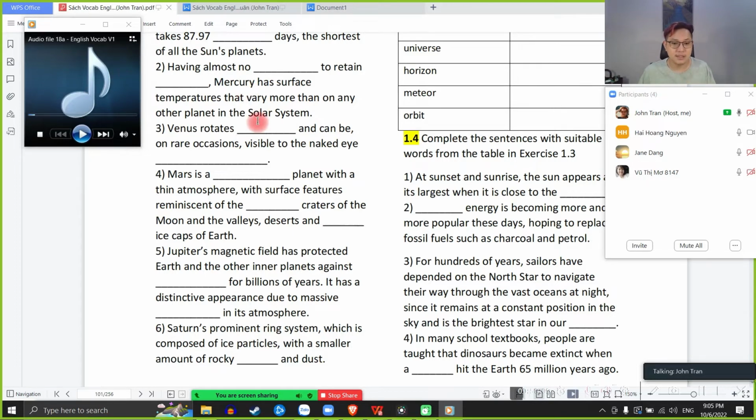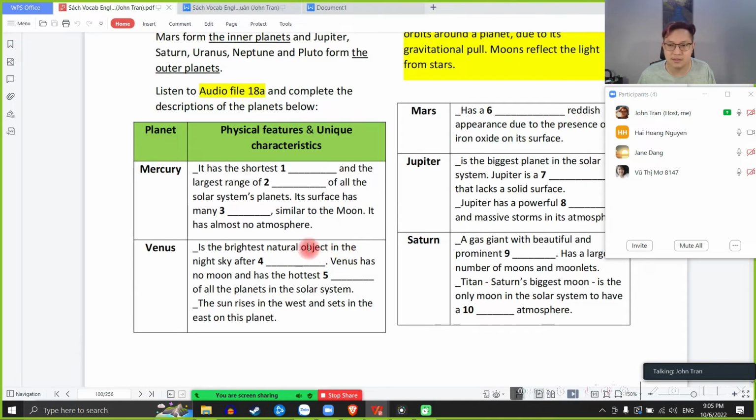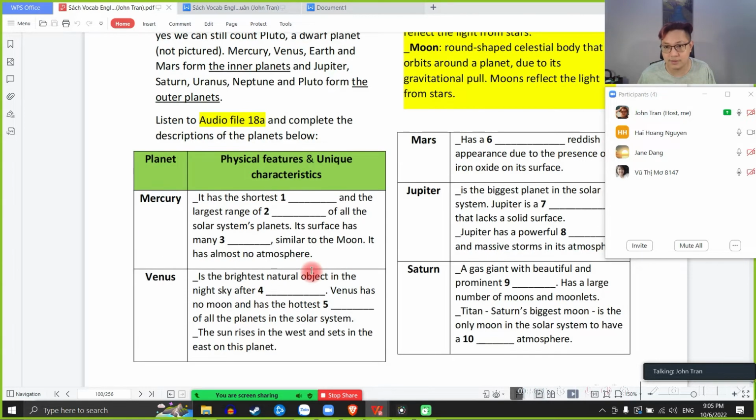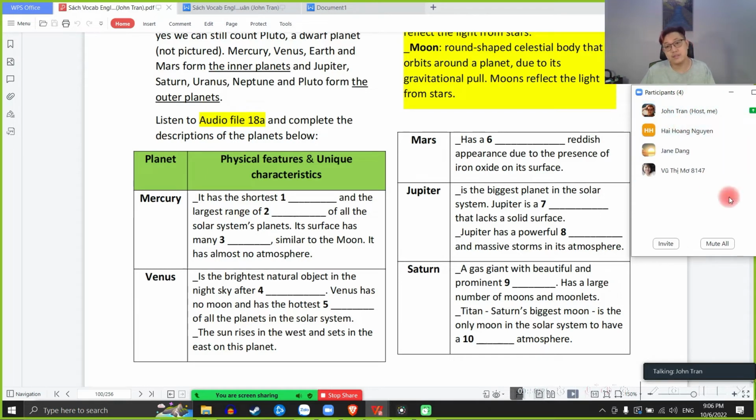Okay, so let's do this one now. Easy, right? Is it that hard? It's quite hard for me. It's hard for you, right? Jane, how do you find it hard? Yeah, it's so hard for me too. It is hard because outer space is a very difficult topic. Because most Vietnamese people don't even care about this one.